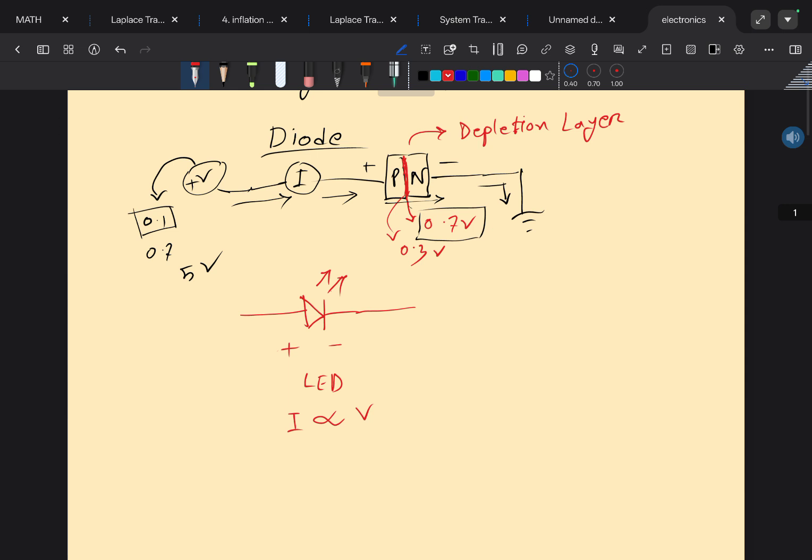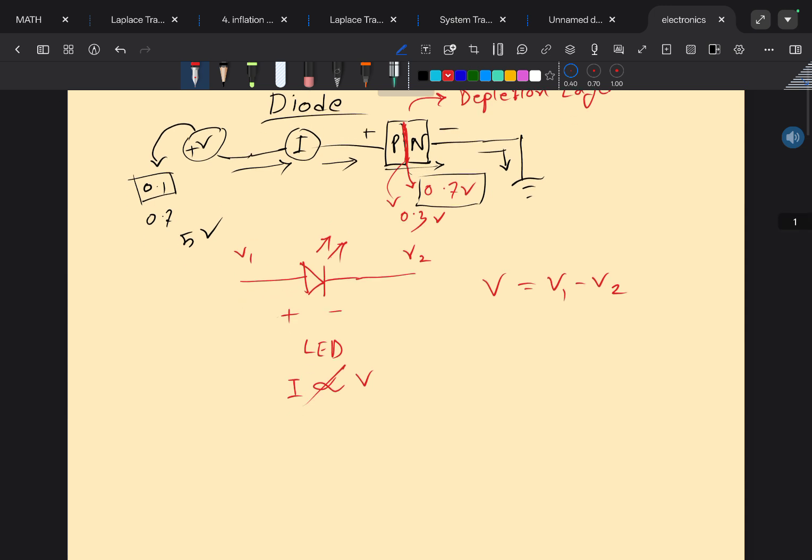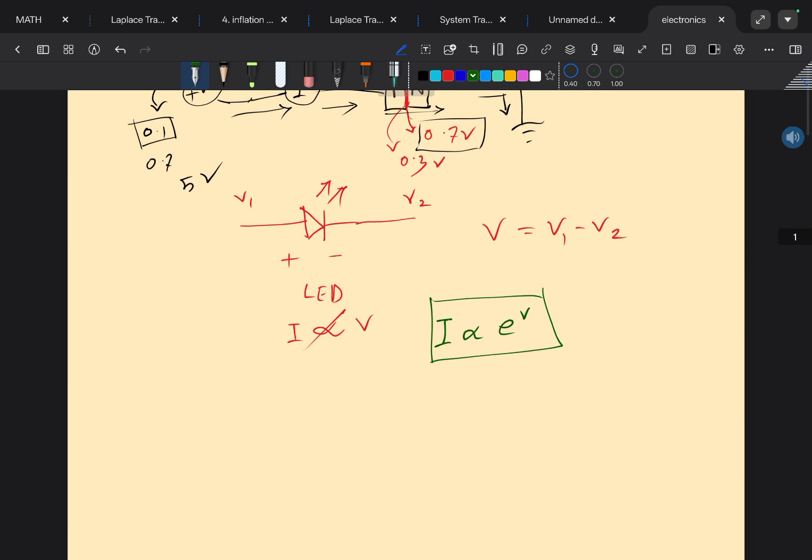Say we have here V1 and V2, and V is equal to V1 minus V2. This is basically the voltage difference. We cannot say that; this is not valid here. What is valid for this scenario is an exponential relationship. So I is exponentially proportional to the voltage difference.